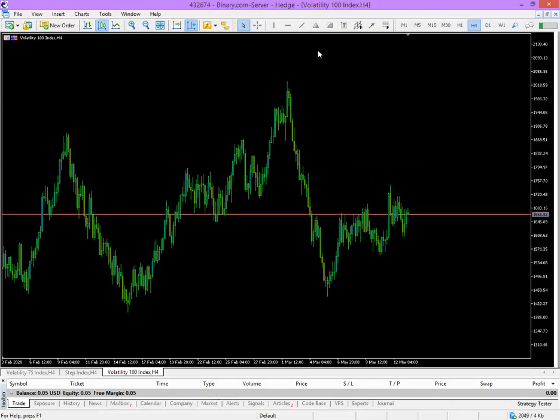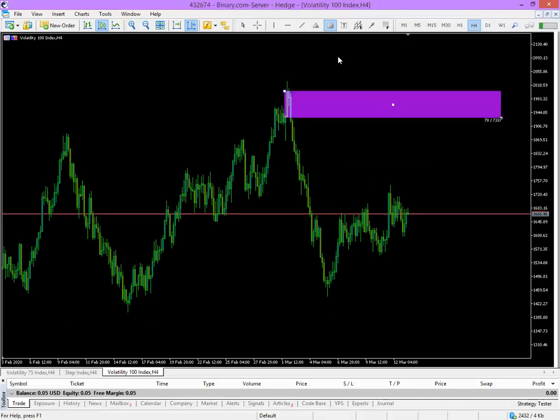If you zoom here and check here, we have a bearish order block. This is for H4. Again here we have a bearish order block.